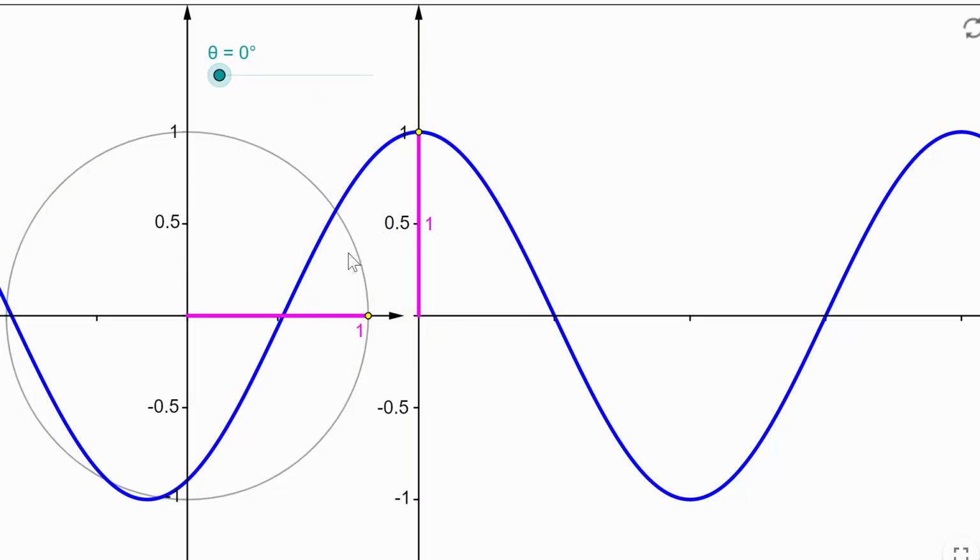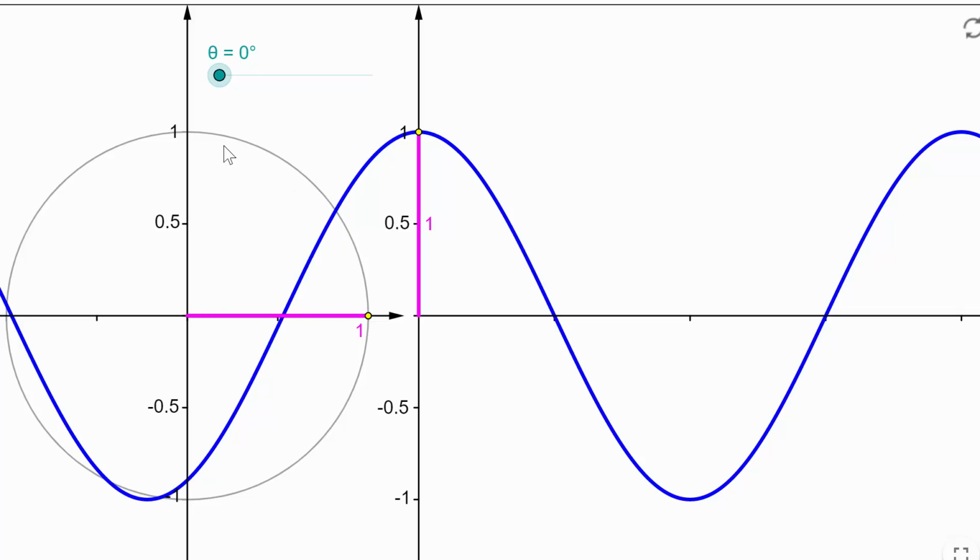So here we have the app. We've got the unit circle here. The point P is the yellow point just here. And at the moment over here, you can see we've got this point plotted because the angle is 0 degrees. And of course, since the cosine is the x coordinate, the length is 1.